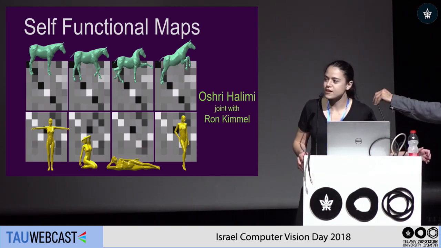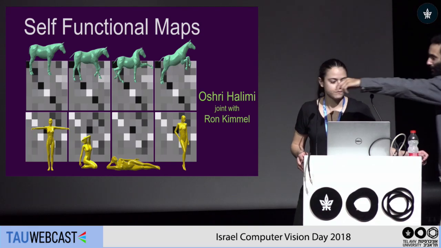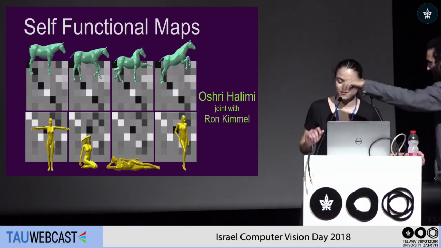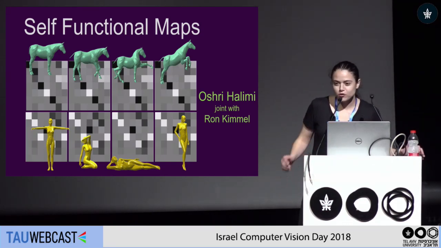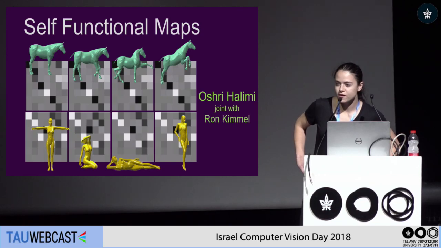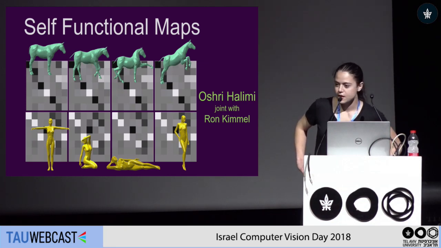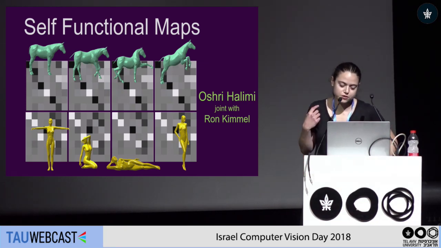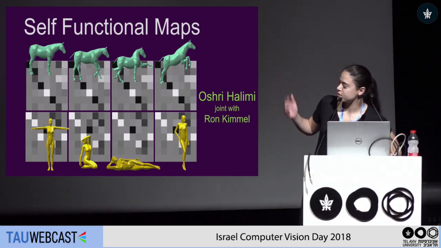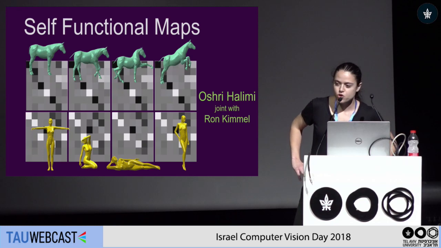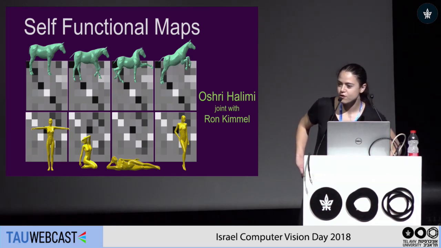So we would like to have some signature which will be invariant to the type of transformation that are used to model the different pose articulations of the same shape. And here we come to self-functional maps. Self-functional maps are all about it because basically this is an algebraic representation, a matrix representation, as can be seen here, which is preserved between different poses of the same shape.